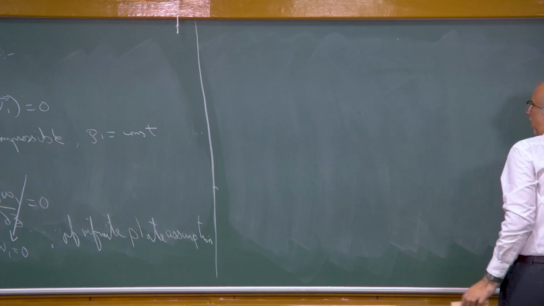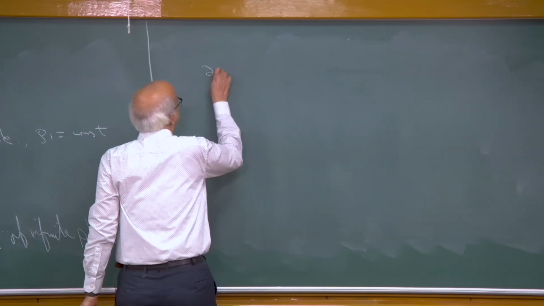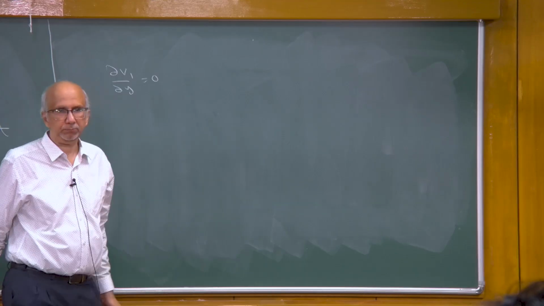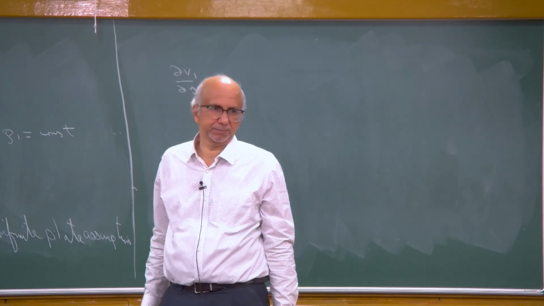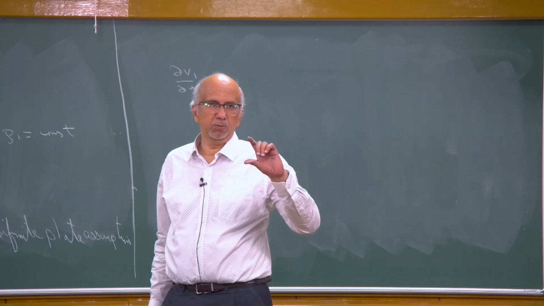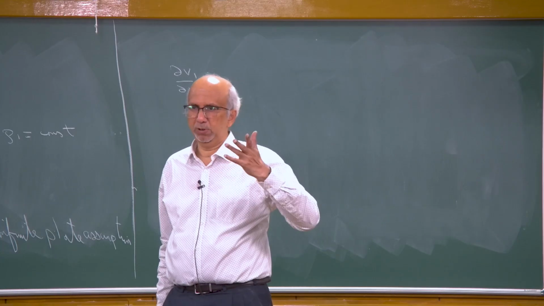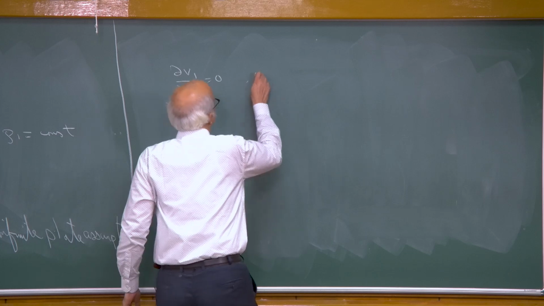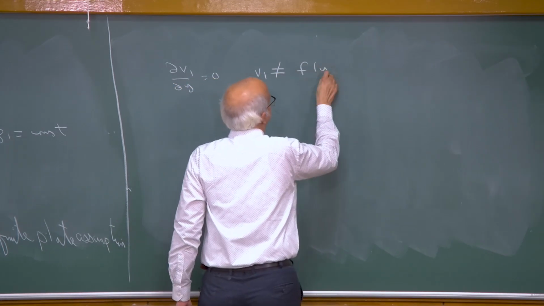Now, from the equation of continuity, I get dV1 by dy equal to 0. My equation of continuity is simplifying to this. So now, it means V1 is not a function of y, that is the only thing I can conclude.